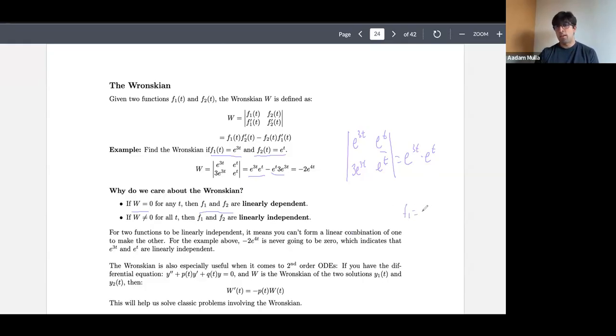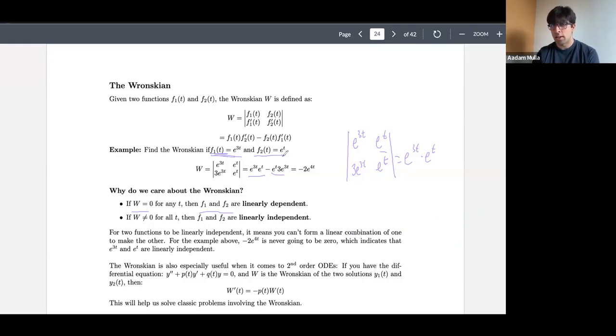Like f1 being 5x and f2 being 10x, these are linearly dependent functions because I can take a constant times f1 and get f2. But the Wronskian basically allows us to do a test to see if these functions are dependent or not. So if the Wronskian equals 0 for any t, then they're linearly dependent. But if you can test every single t in existence and the Wronskian never equals 0, then the functions are linearly independent.